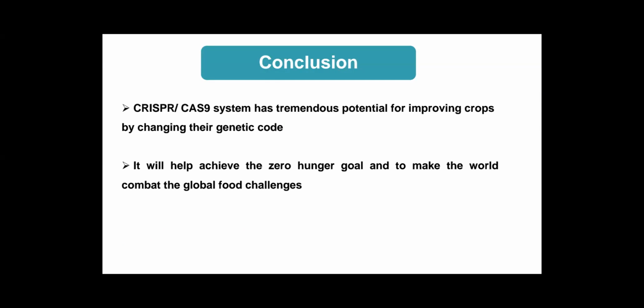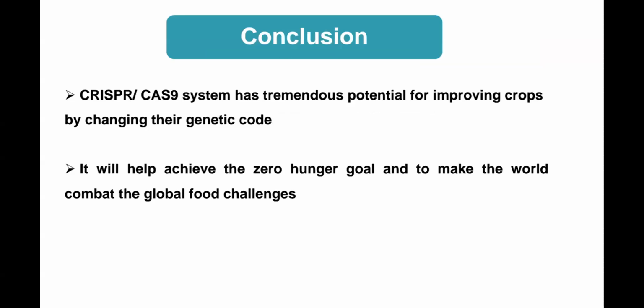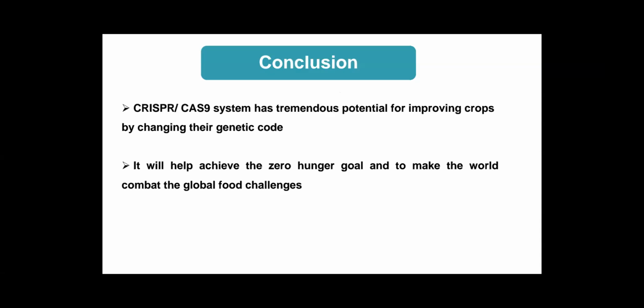In the end, I want to conclude that CRISPR has a tremendous power for potential improvement in various crops to increase the yield, quality, biotic and abiotic stress tolerance, and other traits. So it can also help to combat the food challenges arising due to increasing population, as well as in this pandemic situation, the COVID-19 that we are facing. And it can ultimately help in achieving the zero hunger goal.